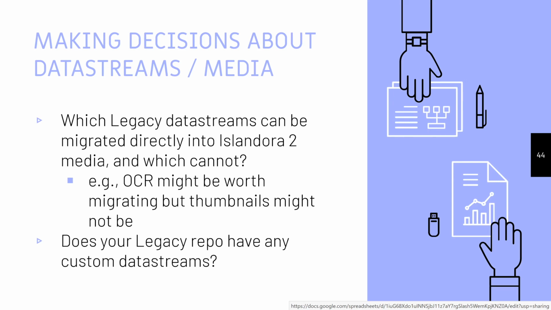You think about this decision, whether you're going to take over all those data streams and make them a one-to-one relationship to media. OCR, I would argue, is worth migrating, because generating OCR at scale is a pain in the butt. And you may have gone in and corrected OCR in your Islandora 7X site. So just migrate it, I would say, but your local mileage may vary. Thumbnails, I would probably lean toward regenerating them, unless you have custom thumbnails. That is to say, thumbnails that are not generated straight from a PDF or something.